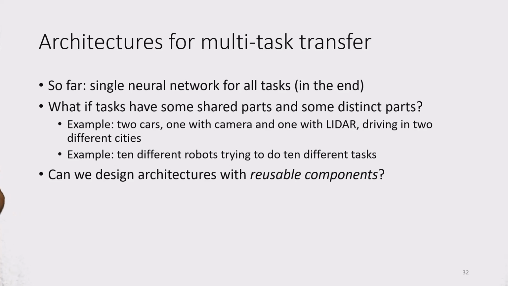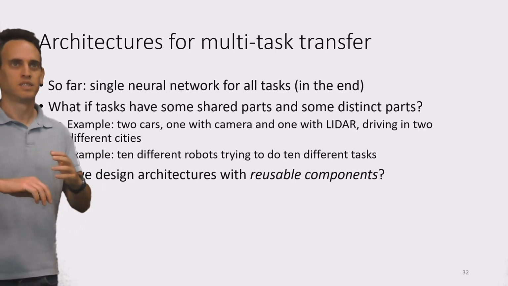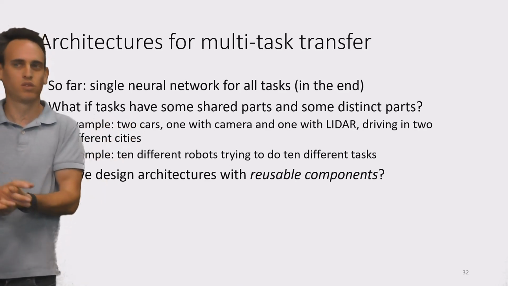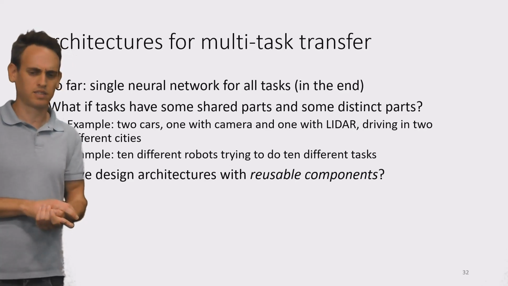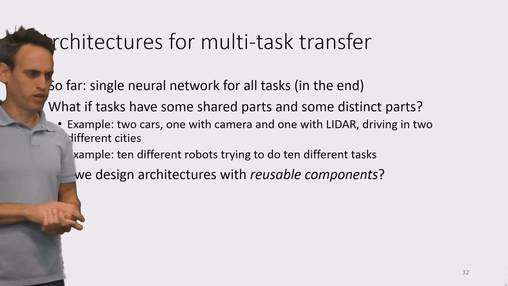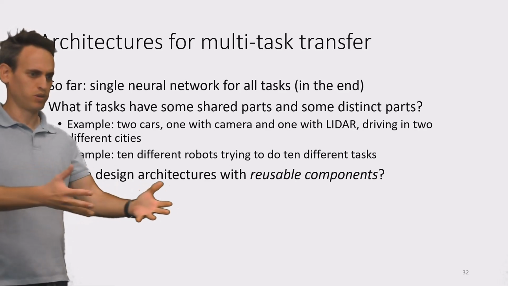So, for instance, if we have two cars, one with a camera and one with a LiDAR, but driving in different cities, or we have 10 different robots trying to do 10 different tasks, but they have some similar portions and some different portions to them, right? And this is mostly the case if we're trying to have a general policy that applies to, well, many robots.